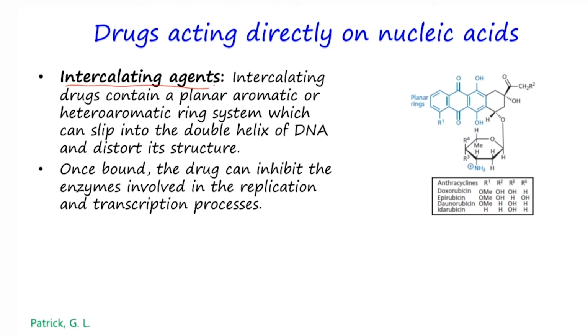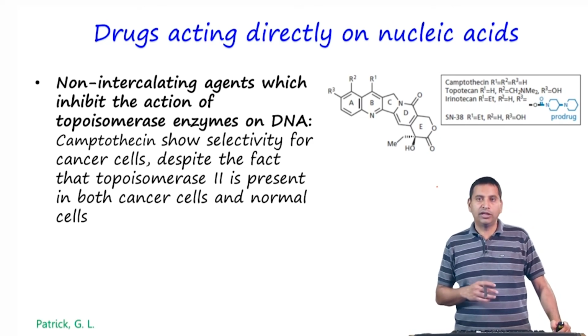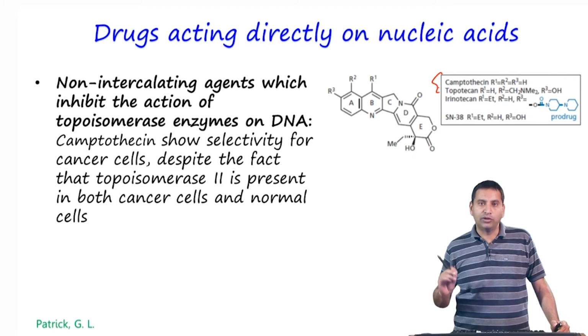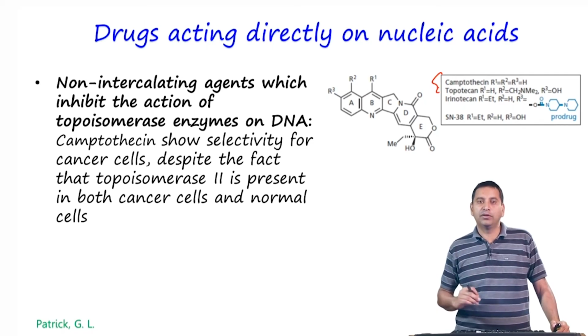One of the examples that we looked at are these anthracycline based molecules, including doxorubicin, daunorubicin and so on. Once this intercalates, the enzymes that are involved in the replication process and transcription process are inhibited. There are other agents which can act directly on nucleic acids, which are known as non-intercalating agents. The example that we looked at was camptothecin, and these are sort of poisons. They act on topoisomerase 2 and inhibit it.